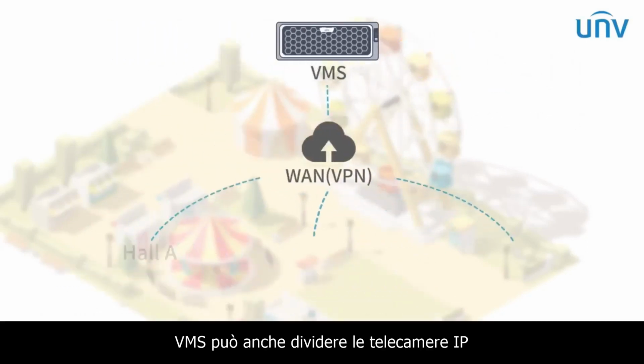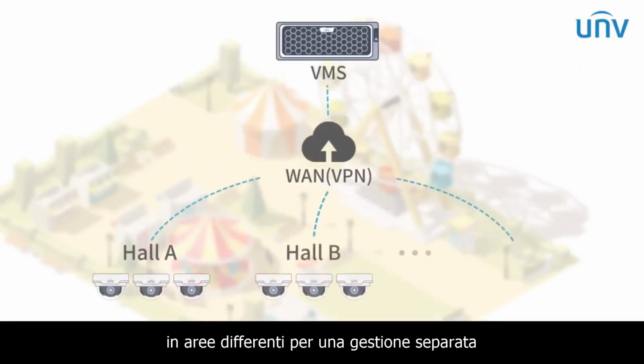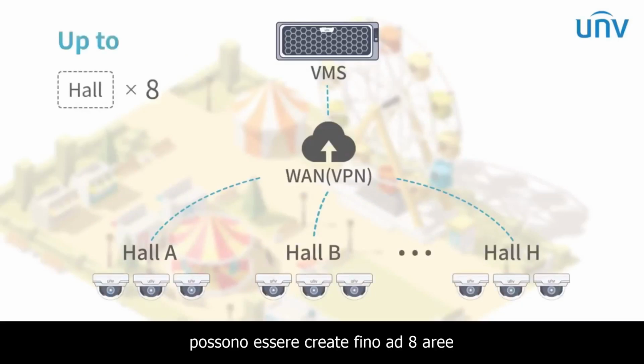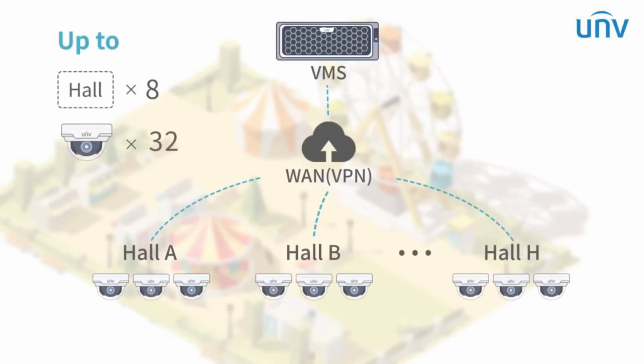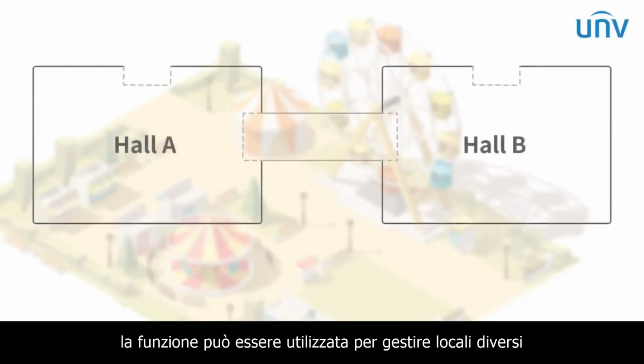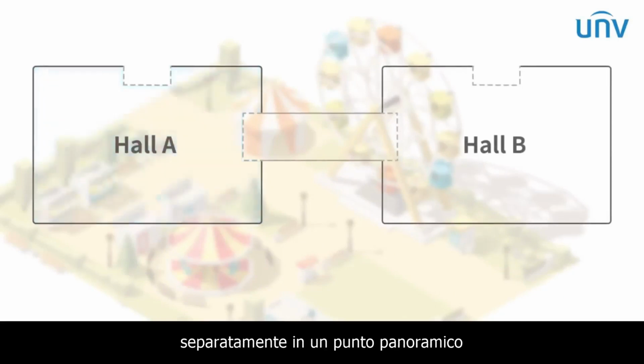VMS can also divide IP cameras into different areas for separate management. Up to 8 areas can be created, with a maximum of 32 IP cameras per area. For example, the function can be used to manage multiple venues separately in a scenic spot.